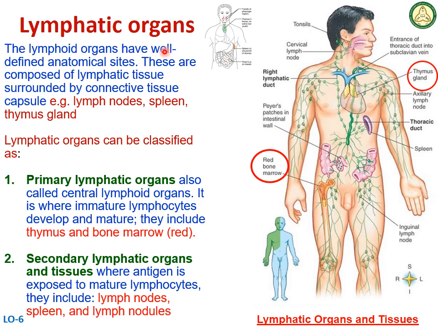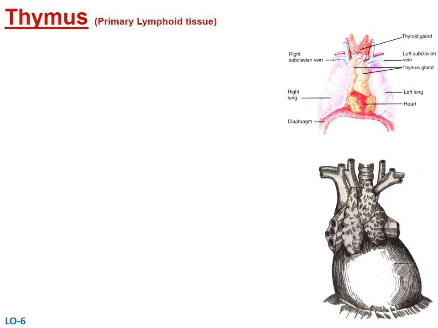The lymphoid organs have well-defined anatomical sites. Lymphoid organs, that is, organs that contain the mature lymphocytes, are not circulating, but are settled down in the organs. These are composed of lymphatic tissue surrounded by connective tissue called capsules. Examples: lymph nodes, spleen, thymus, they are all lymphoid organs.